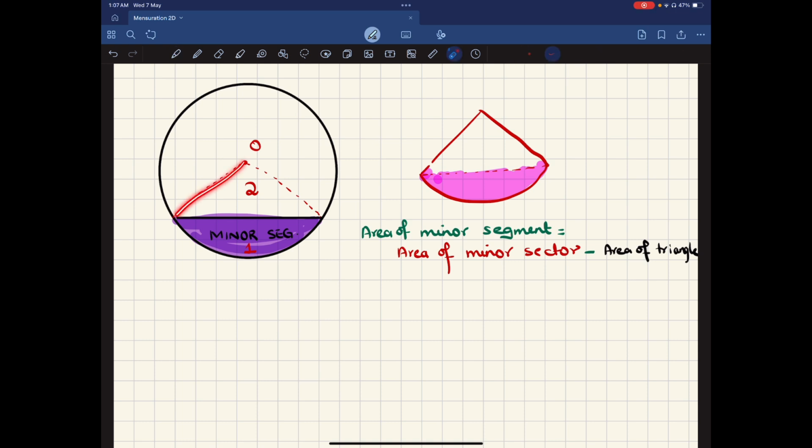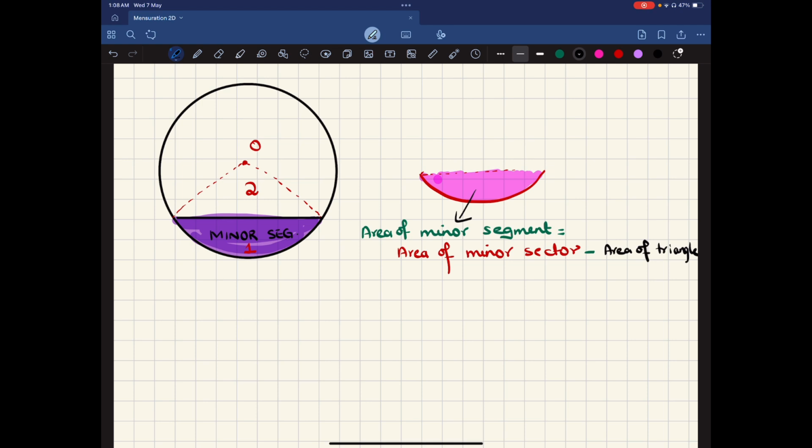Okay, again, what we did, we calculated the area of this entire minor sector, and then we calculated the area of this triangle. So then after that, we have the area of this sector, and then we're going to subtract the area of the triangle. So what are we going to be left with? We subtract the triangle, and we are left with the area of the minor segment.